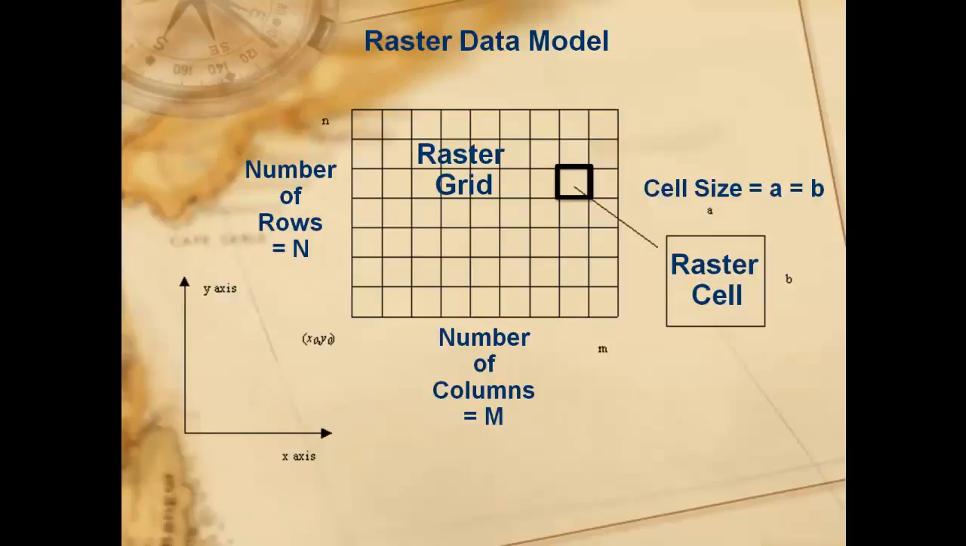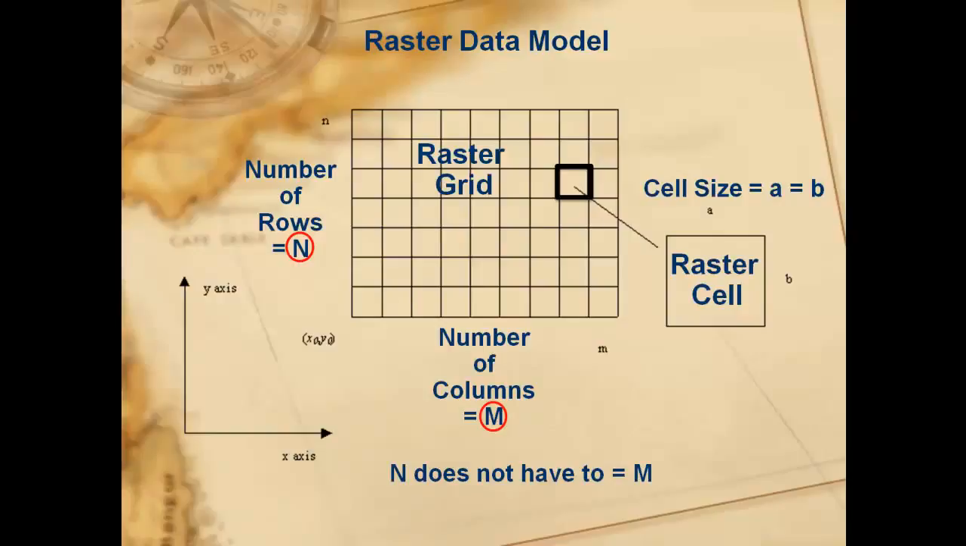Each cell will be assigned one specific value. So everything inside of a cell is represented as a single value. So in this case, the bold cell that is in this depiction might have the value 7. So every place, every location within that cell has the value of 7. If that cell is 10 miles by 10 miles, everything inside of that 10 by 10 mile area is going to have a value of 7.